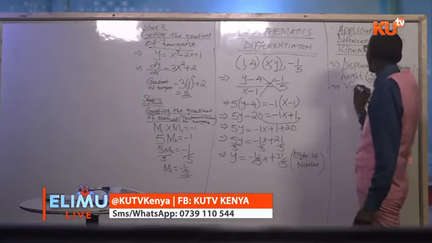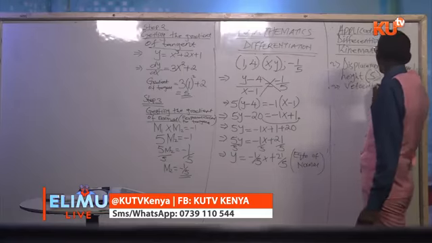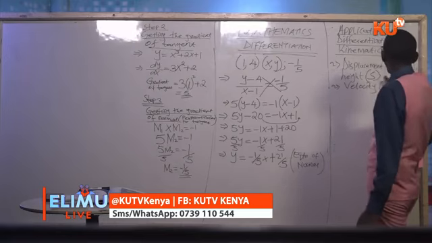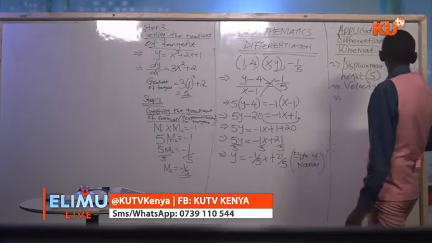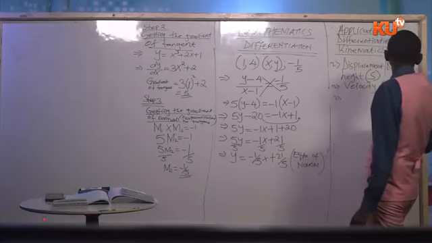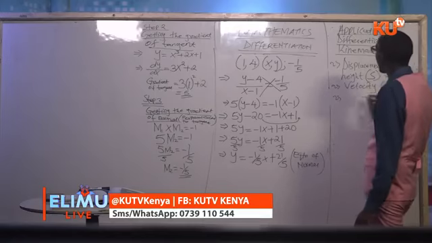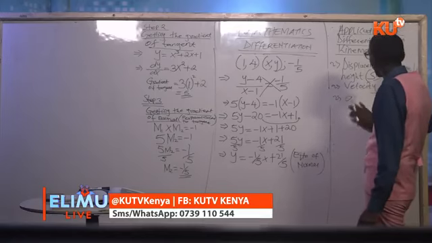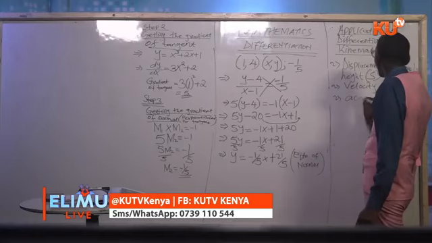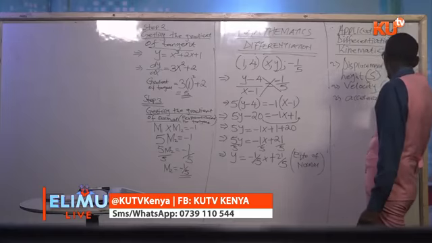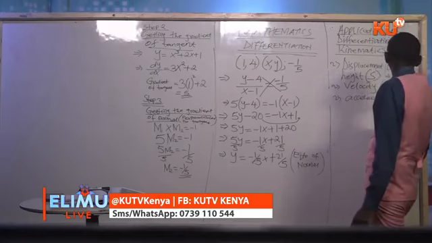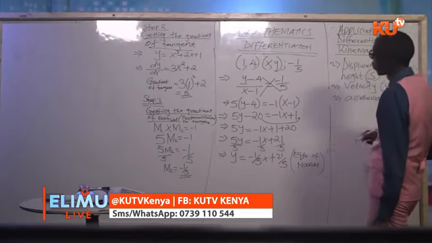We'll be talking of velocity, whose short form is V, and the SI unit is meters per second. Another name for velocity is speed. Then we'll also look at acceleration. The short form is A, and the SI unit is meters per second squared.